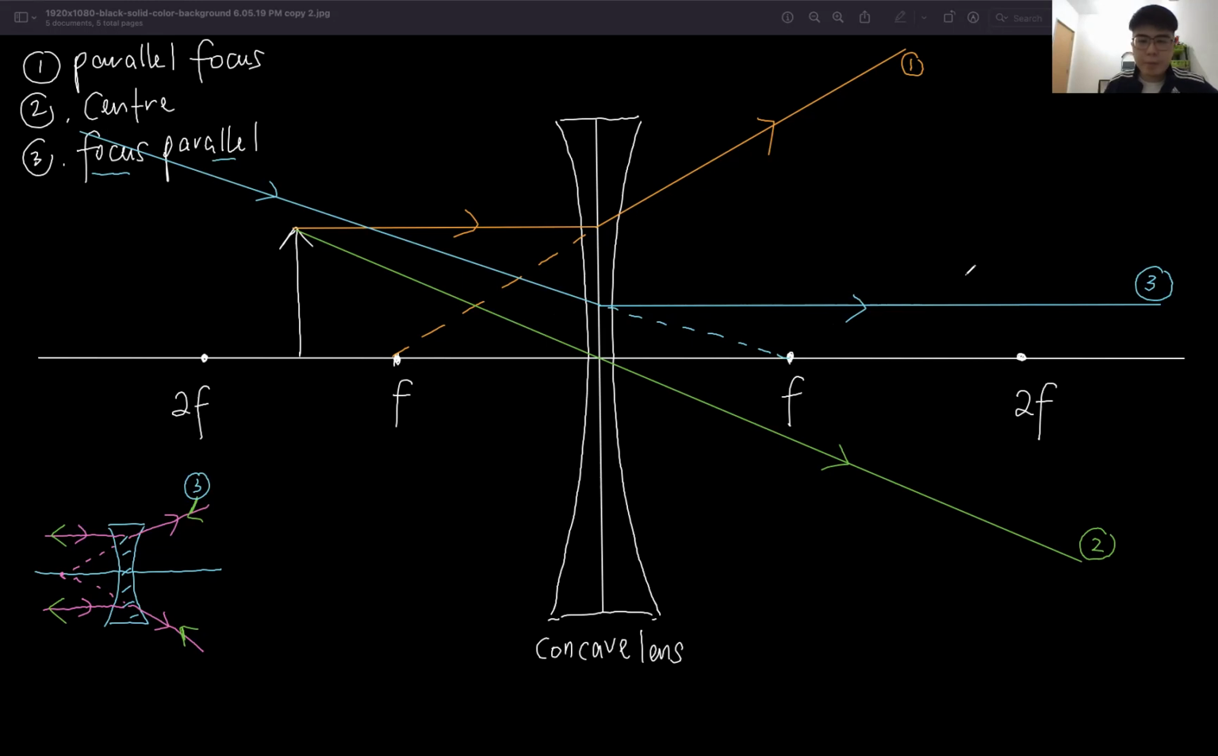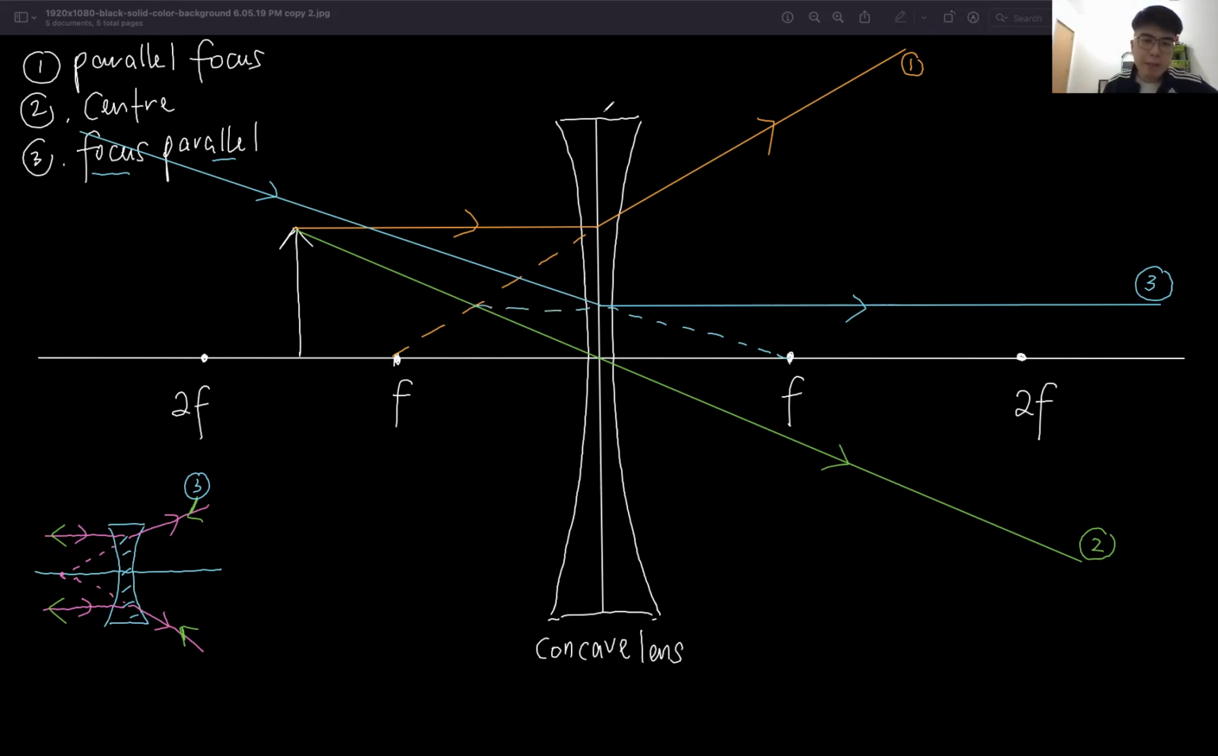Okay, now, because our eye is receiving the orange ray, we trace it back. That's why we have the dotted line backwards. Same reason, our eye is receiving the blue ray, so we trace it back. That means we extend backwards.